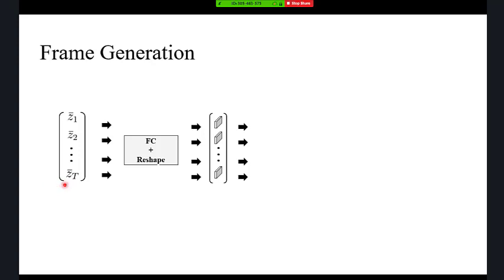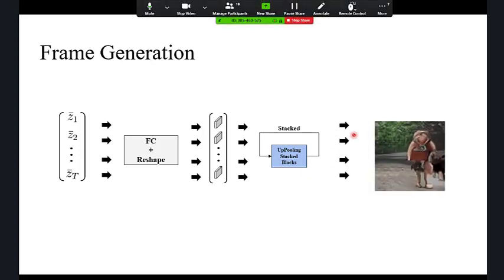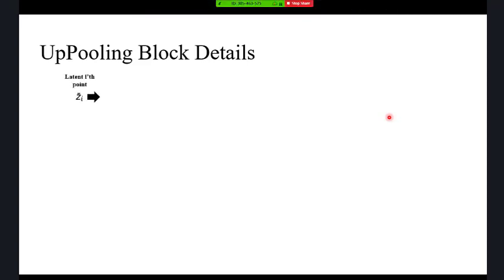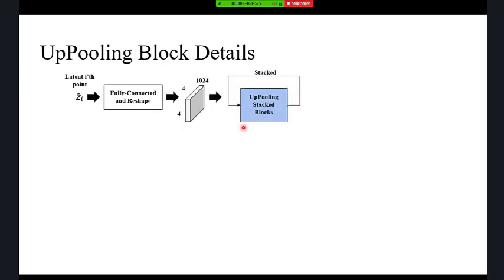So given the normalized latent points Z1 to ZT bars, using a fully connected and reshape, we make these representations spatial representations. And using uppooling stack blocks, we make the final RGB frames. So let's go through the details. Given a latent point named Zi, we make it a 4x4 by 1024 dimensional spatial feature using fully connected and reshape, and we pass it to uppooling blocks.